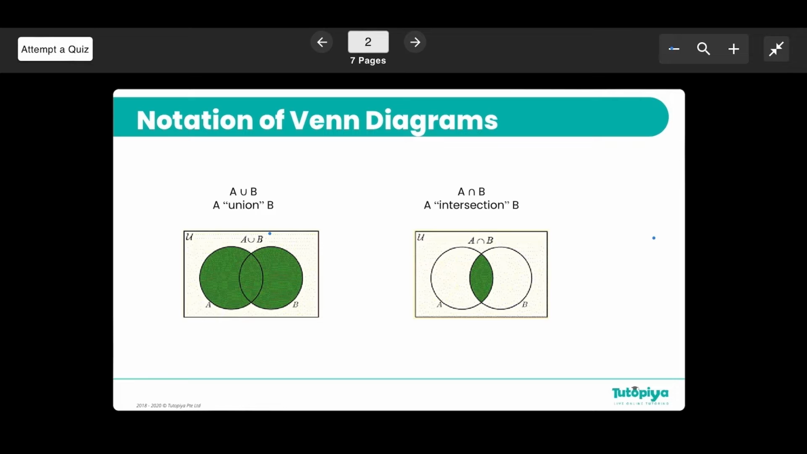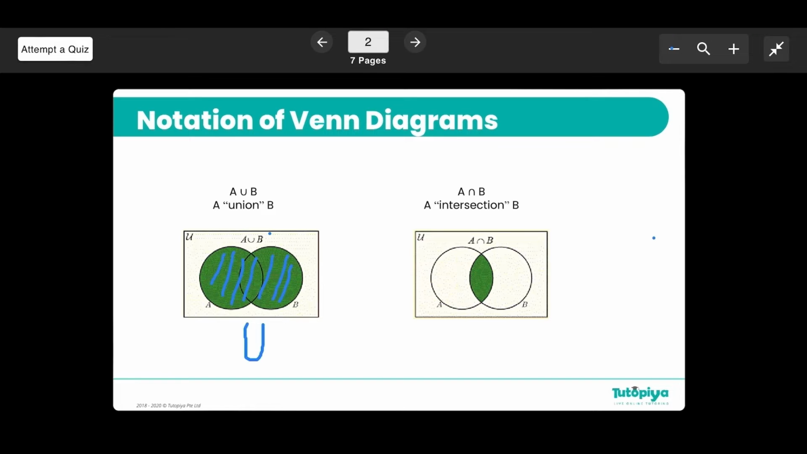The first one is basically a U, and it is representing union. So if you want to say A or B, it's a bit like saying A union B. If you want to shade that in a particular Venn diagram, as you can see, that is basically everything inside the two circles of A and B. So everything that is inside circle A and circle B and in the middle as well.